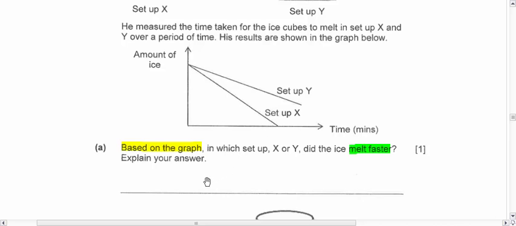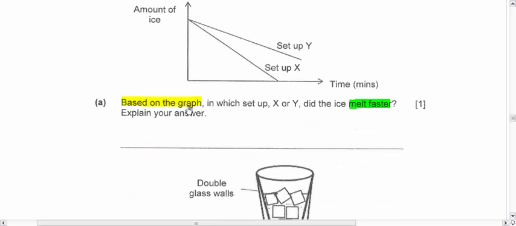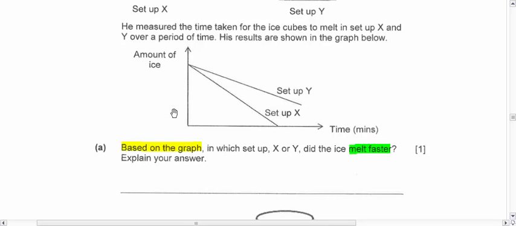Well, most of you were able to answer and give X as the answer, but your explanation must be based on the graph, cannot be based on what you see here, okay, because they're asking for based on the graph. So it's very important to read the question and find out what they are looking for.